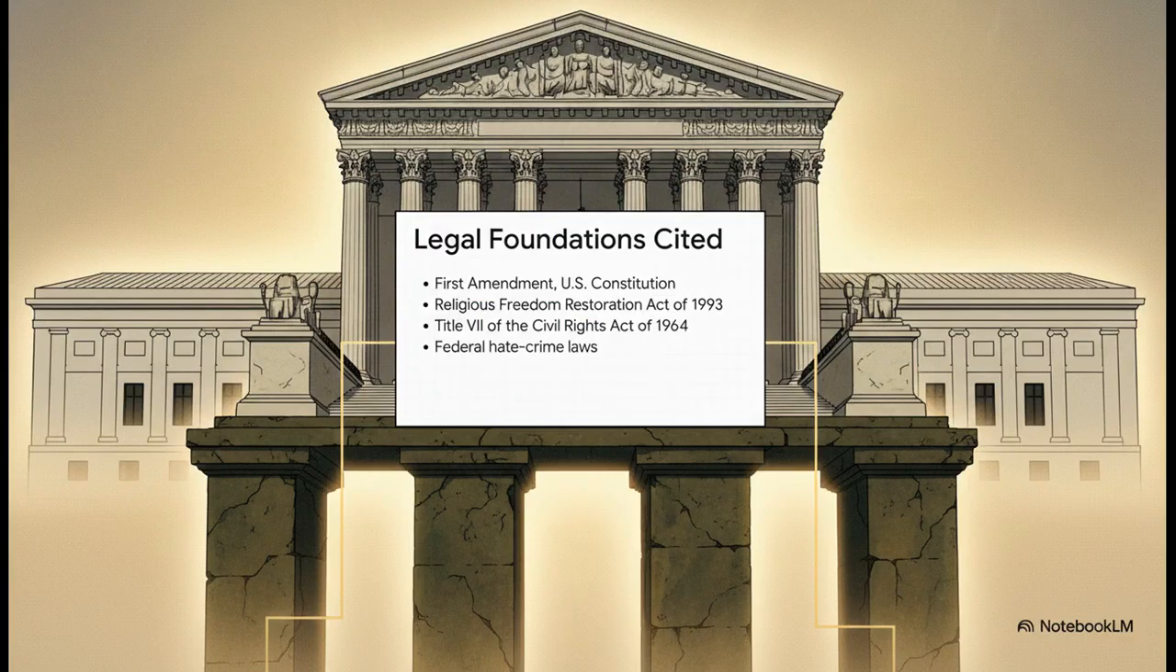Now, this order doesn't just come out of nowhere. It actually anchors itself in existing laws. Big ones like the First Amendment, the Religious Freedom Restoration Act, even Title VII of the Civil Rights Act. It's positioning itself as an enforcer of protections that are already on the books. So that's the legal framework. And now, Nora's going to take us through the human stories that the order uses to justify its existence.